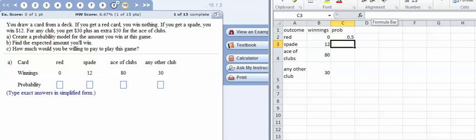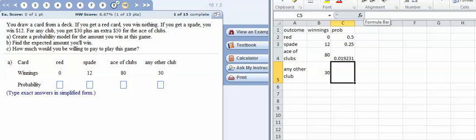Now a spade is a quarter of the deck, and so there are 13 of each suit, so 13 spades out of 52. And I'll put an equal sign on that one as well to make it a calculation. So a quarter, 0.25. Now the ace of clubs, there's only one, so that's 1 out of 52. And again, I have to remember to put the equal sign, which I keep forgetting apparently. Equals 1 divided by 52.